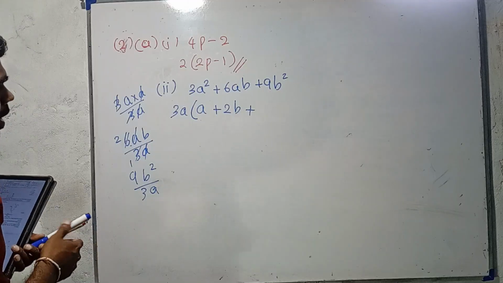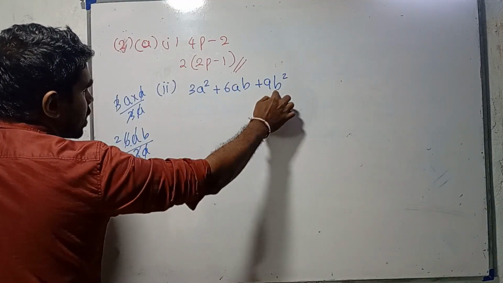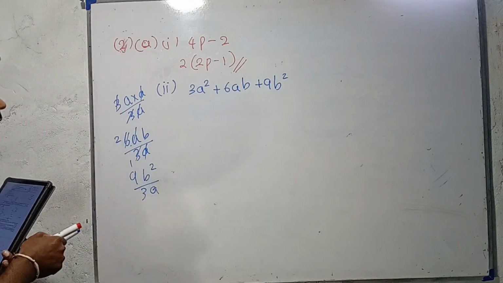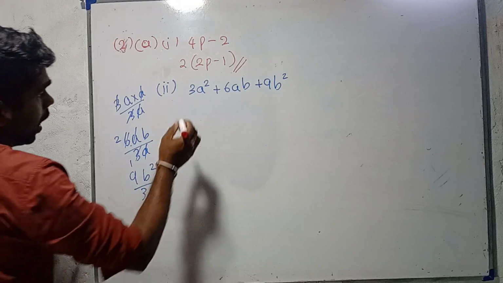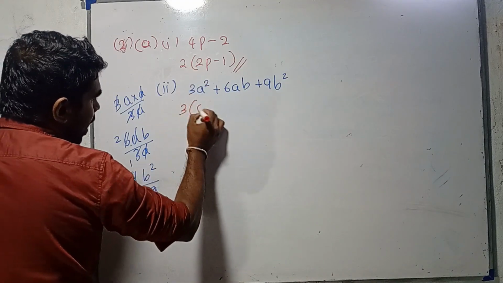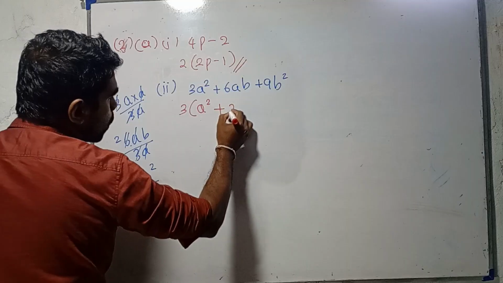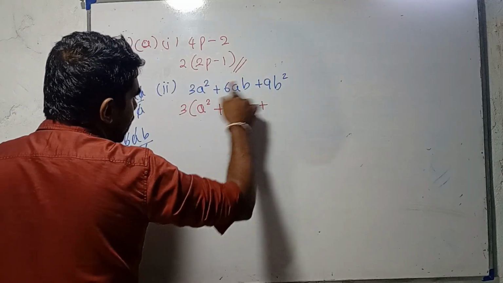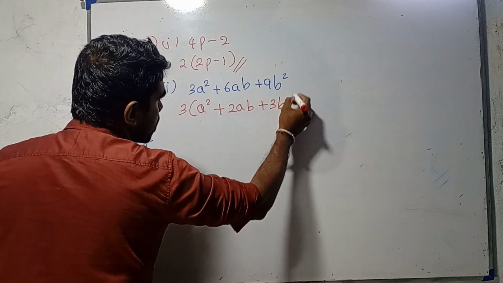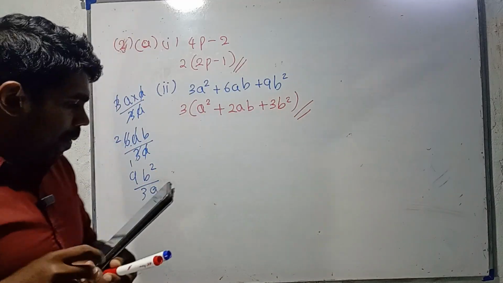No, we can't get a as a common factor because this term has no a term. Therefore, we have to take only 3. 3a squared divided by 3, a squared. Plus 6ab divided by 3, 2ab. Plus 9 divided by 3, 3b squared. It is the answer for part 2. Then part B.